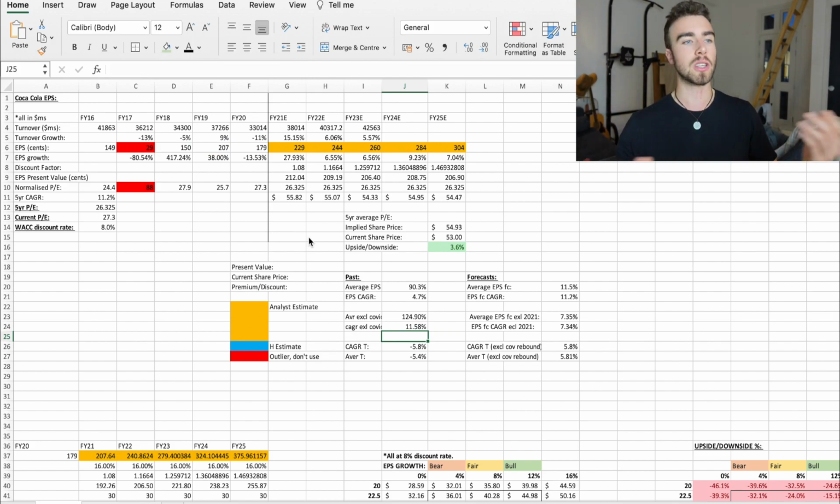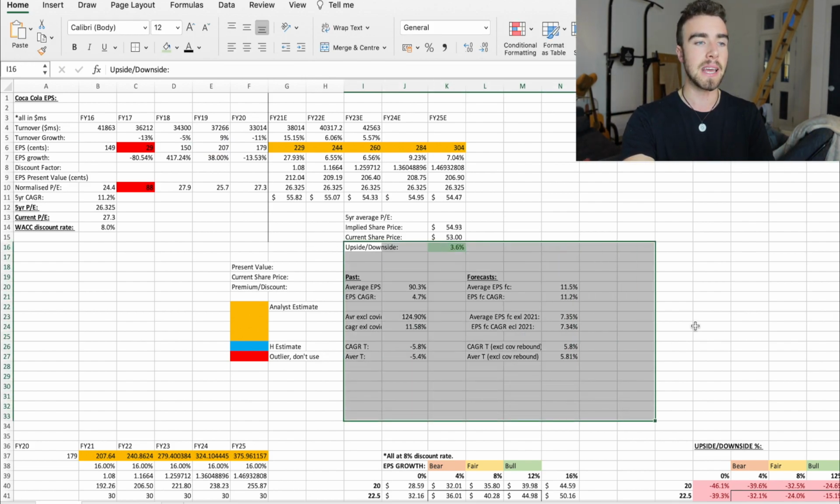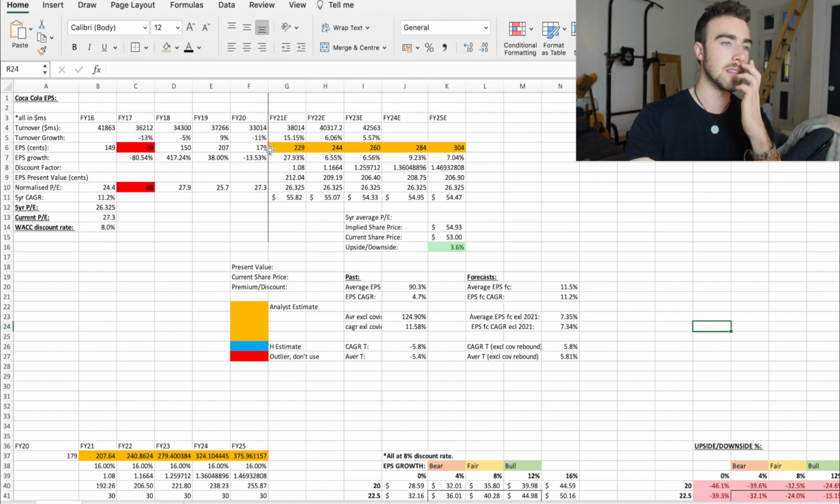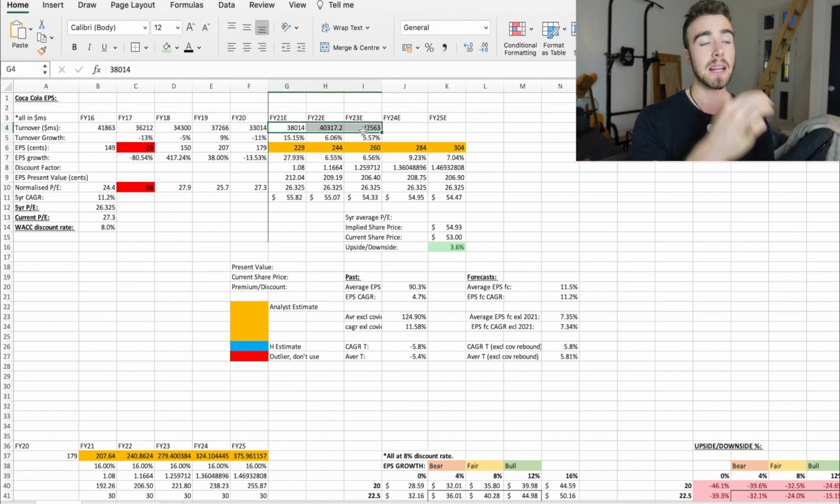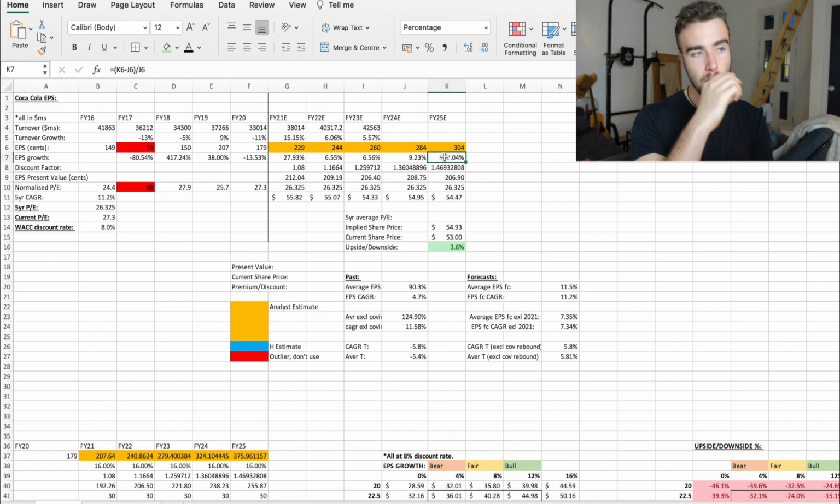But you basically just need to look at the trend. You don't have to have these numbers in here. You basically just want to be looking at the trend. And you can see, as I said, turnover growth is downward, but you see a big rebound from the analysts, which is quite interesting. That rebound is consistent with earnings per share growth.